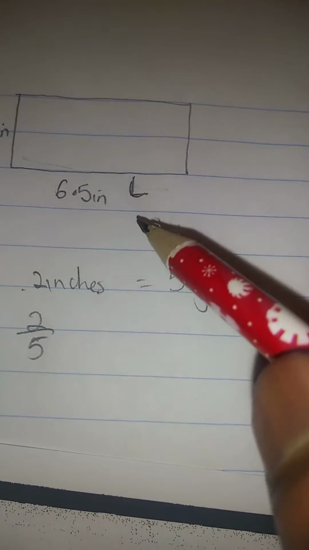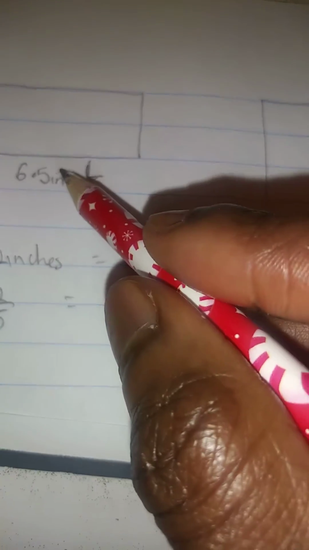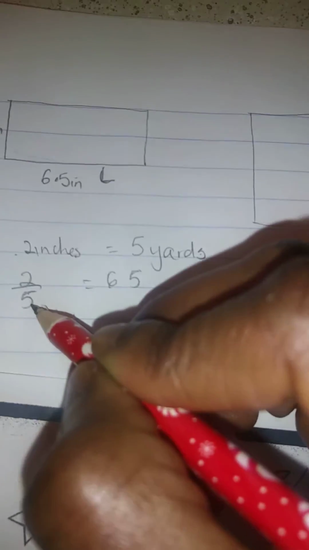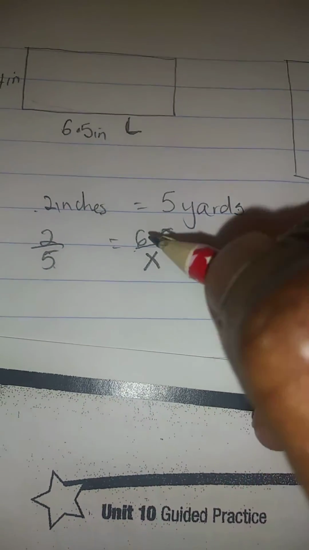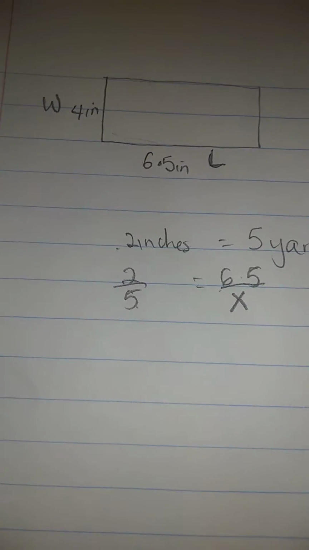Okay, so we don't know what the actual length of the park is. I'm going to draw another rectangle, something that looks like a rectangle. I'm going to call it X. However, they've given us the scale, 2 inches for every 5 yards. So the 2 inches will correspond to this small scale drawing, 6 5/10. And the 5 yards will correspond to the actual length of the park. We're going to call that X. So that's what we're doing. We're setting up proportions. And so in order to solve for X, we're going to cross multiply.